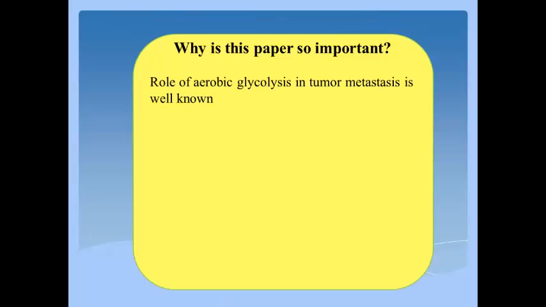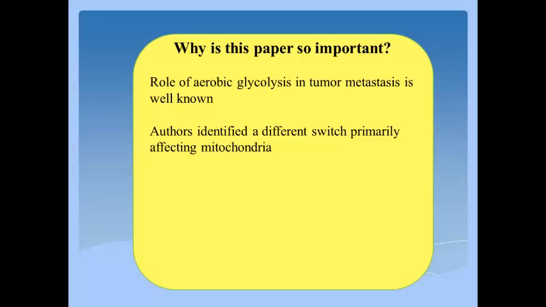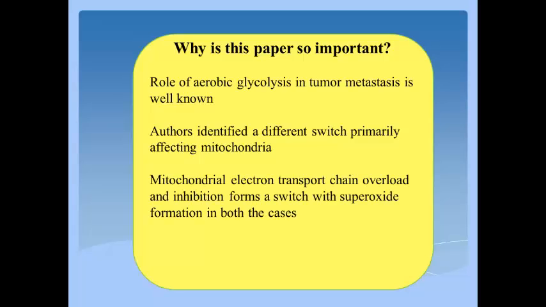Why is this paper so important? The role of aerobic glycolysis in tumor metastasis is well known. Authors identified a different switch primarily affecting mitochondria. Mitochondrial electron transport chain overload and inhibition forms a switch with superoxide formation in both cases. Authors also identified downstream effectors of the switch.